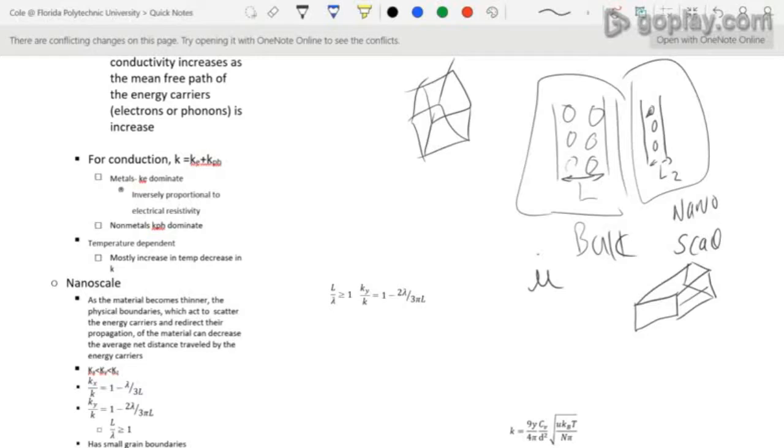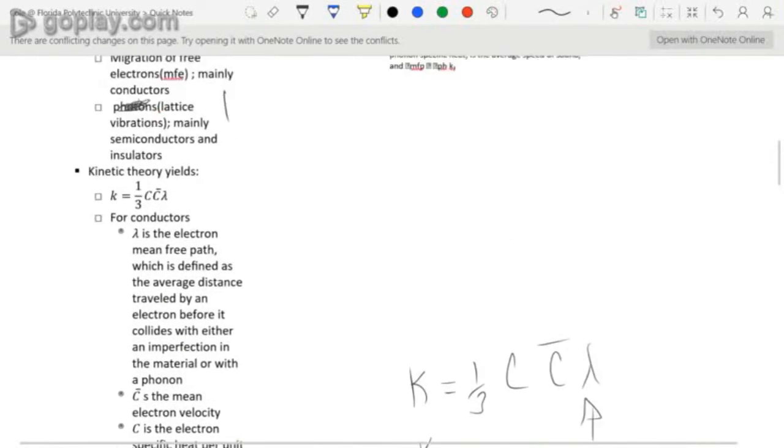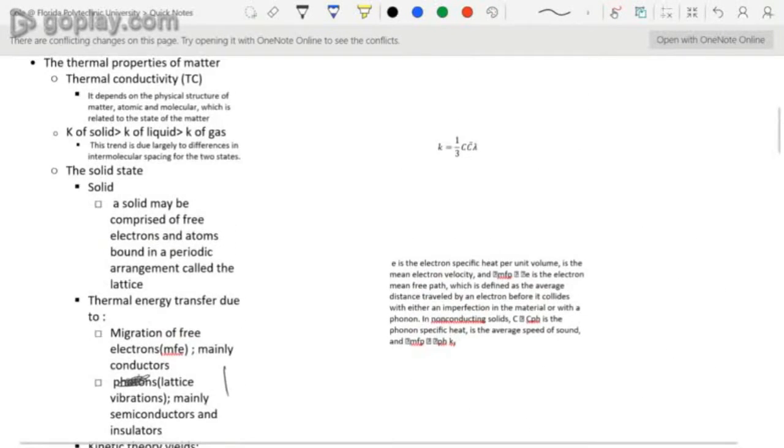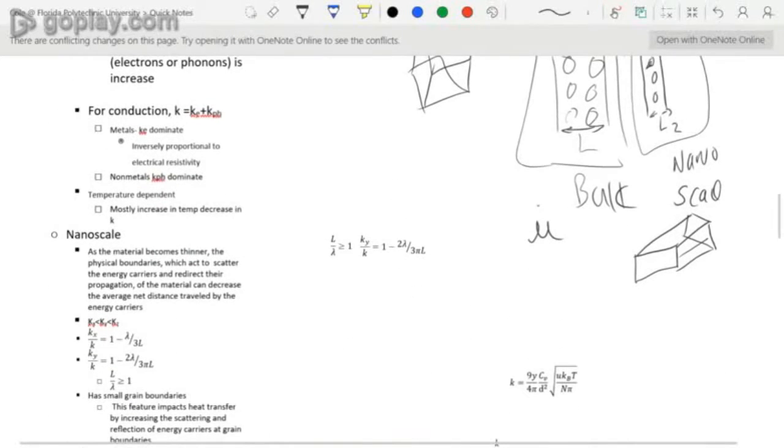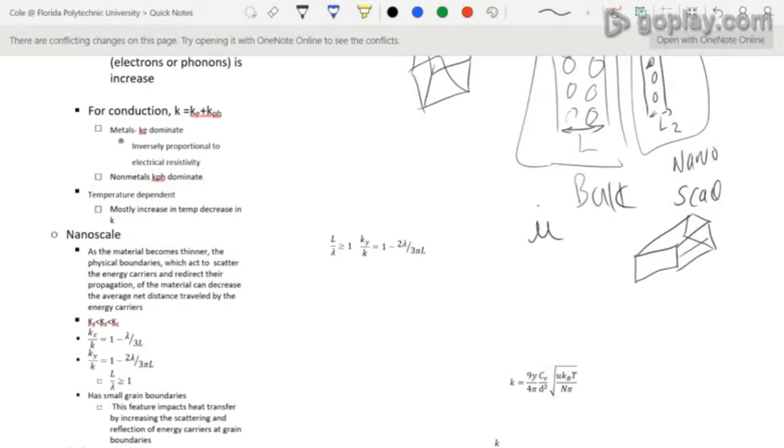And the thermal conductivity is not the same for a nanoscale material. It differs from the bulk material. So what I was talking about up here for the solid state is going to be different for the nanoscale. As the material becomes thinner, the physical boundaries of the material can decrease the average distance traveled by the energy carriers. The physical boundaries act to scatter the energy carriers, the phonons and or electrons, and redirect their propagation.